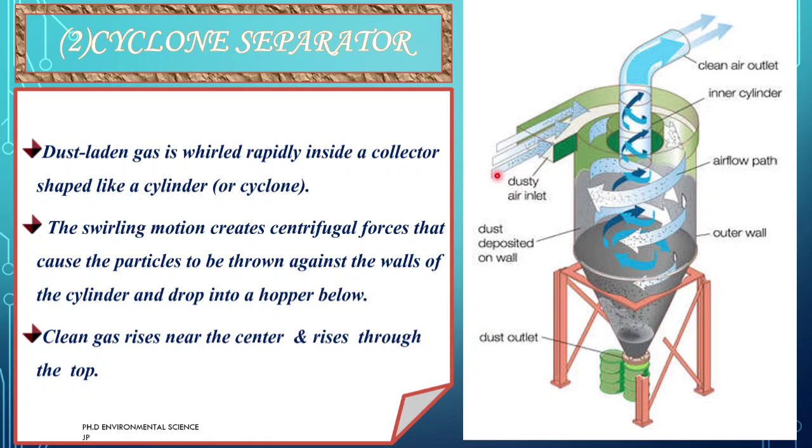So first is dusty air inlet. Now, this is the inlet where the contaminated air or gas enters the cyclone separator. This inlet is usually tangential to the cyclone body, causing the air to spiral downward. Then is airflow path, the path which is taken by the air as it spirals downward. The circular motion causes the heavier particles to move outward towards the walls due to the centrifugal force.